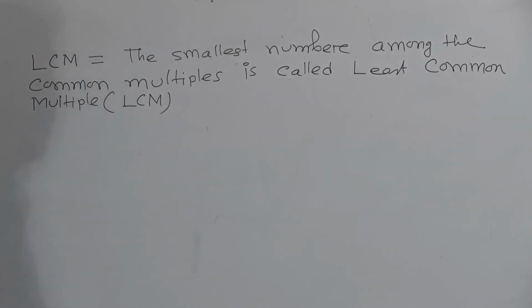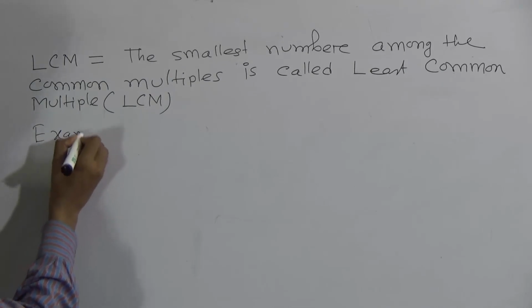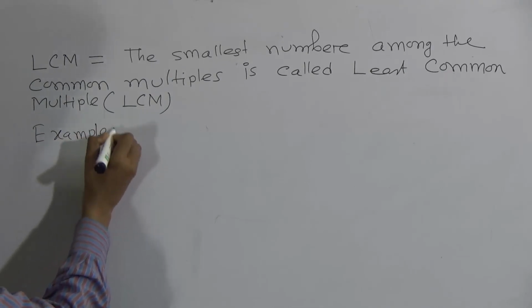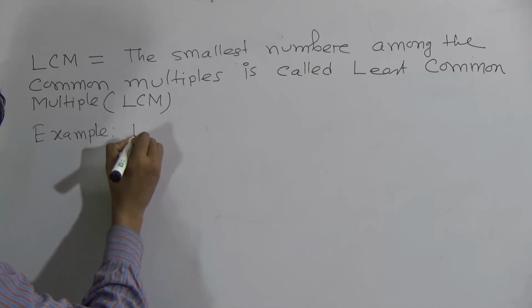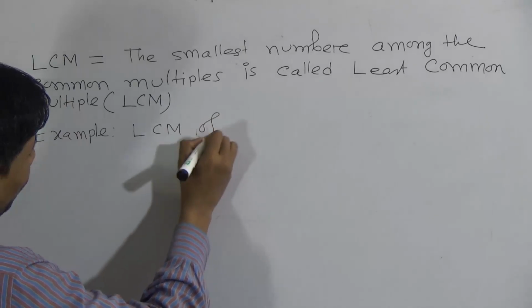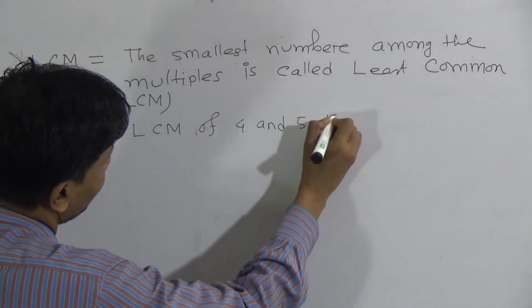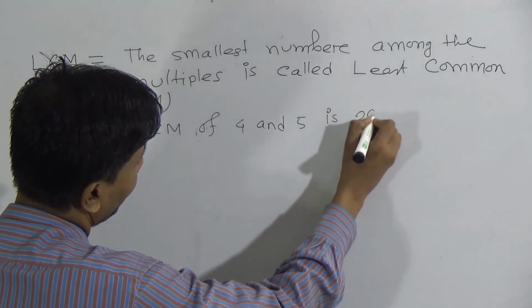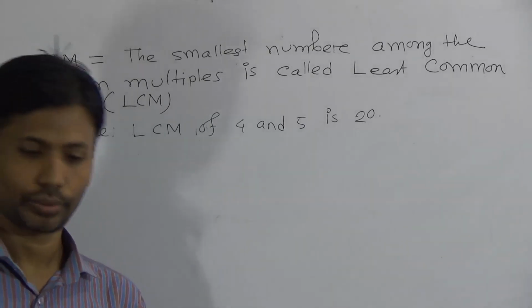Okay, student, now an example. The LCM of 4 and 5 is 20. This is the example of the LCM. The LCM of 4 and 5 is 20.